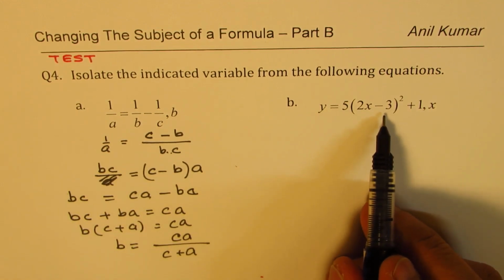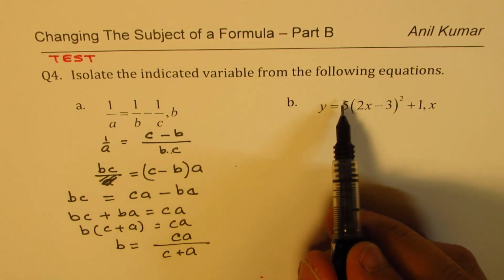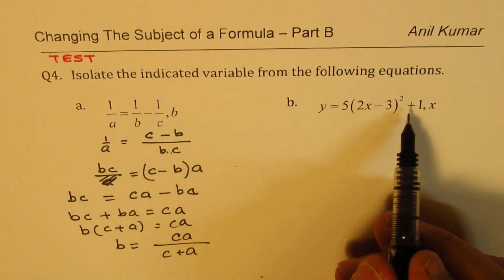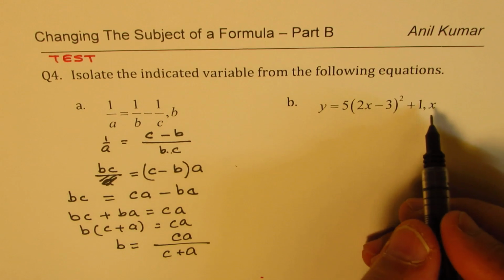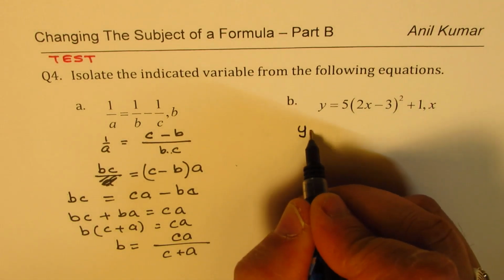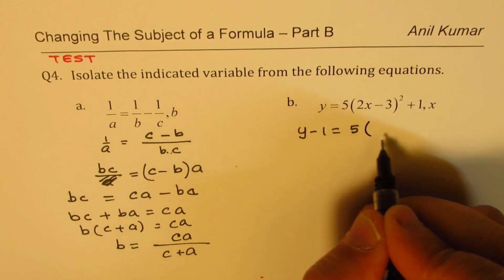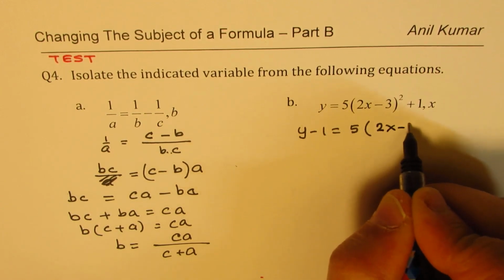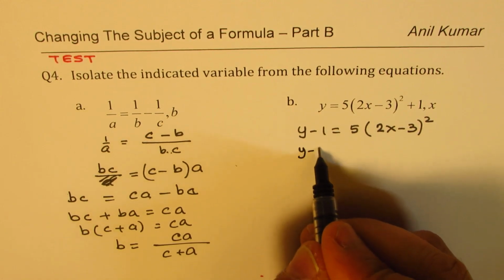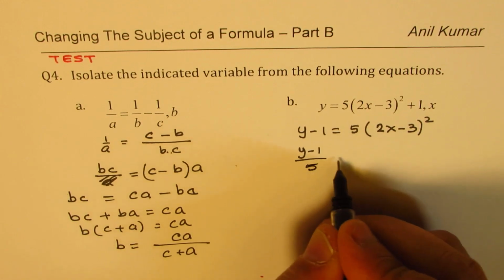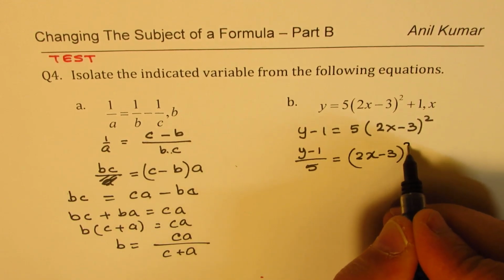This is a quadratic equation which you have seen so many times in vertex form: y equals 5 times (2x minus 3) whole squared plus 1. We need to isolate x, right? So first step, we could take away 1 from both the sides. So we get y minus 1 equals 5 times (2x minus 3) whole squared. Now divide by 5. So we get (y minus 1) over 5 equals (2x minus 3) whole squared.